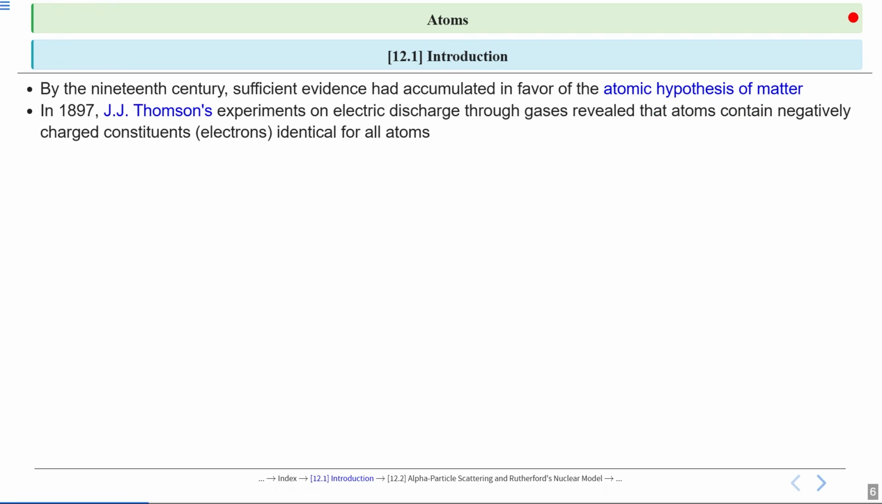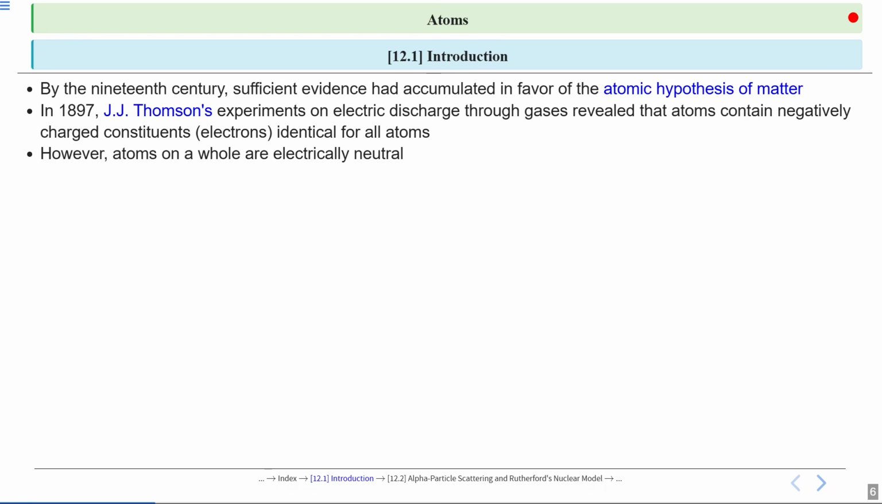Okay, so in 1897, J.J. Thomson's experiments on electric discharges in gases revealed that atoms contain negatively charged constituents that are called electrons. Thomson found that atoms contain negatively charged particles called electrons. These electrons are the same in all types of atoms, which was a big step in understanding atomic structure. Highlight that this was the first time scientists realized atoms were not indivisible but actually contained smaller parts.